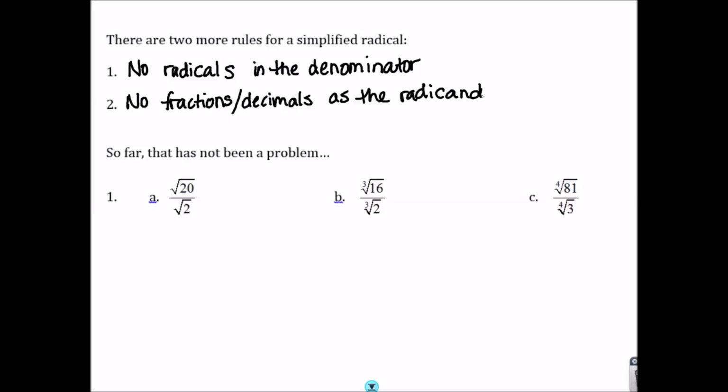For the first example here, if you have square root of 20 divided by square root of 2, we know that since they are both square roots, we can just go ahead and divide those numbers and end up with square root of 10. For the second example here, we have cube root of 16 divided by cube root of 2, which gives us cube root of 8, which equals 2. And for this third example, we have the fourth root of 81 divided by the fourth root of 3, which gives us the fourth root of 27, which cannot be simplified anymore.